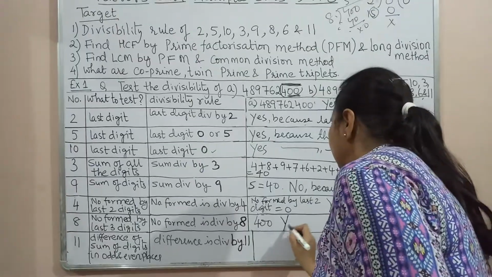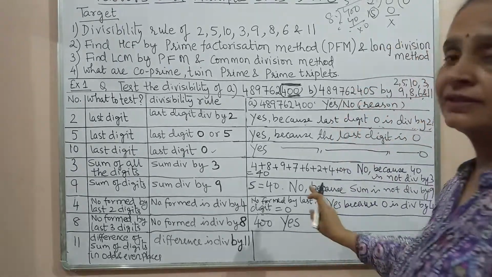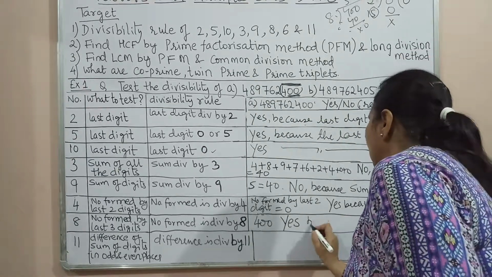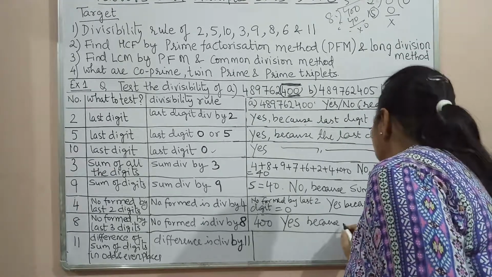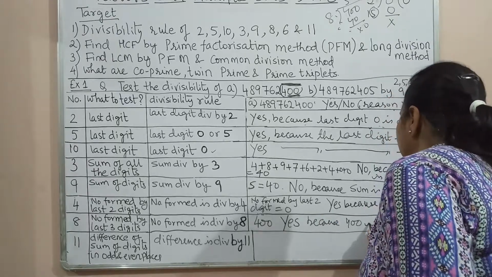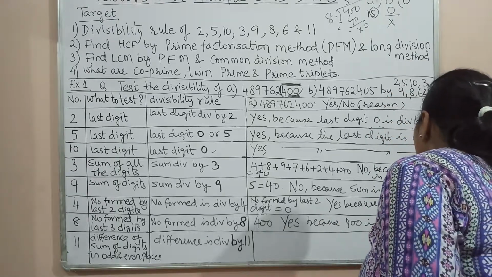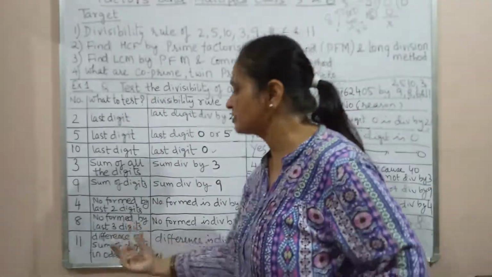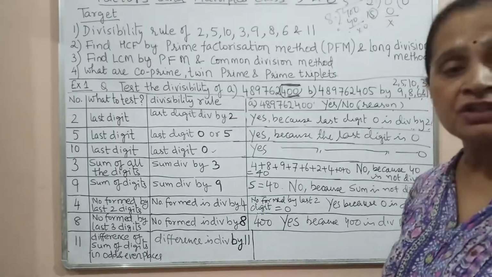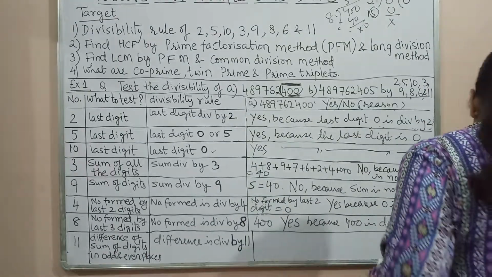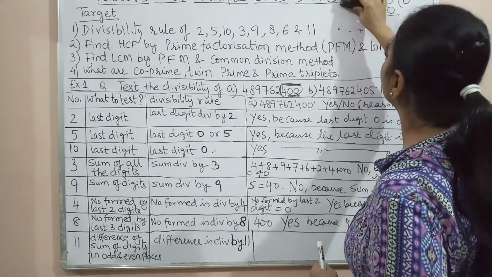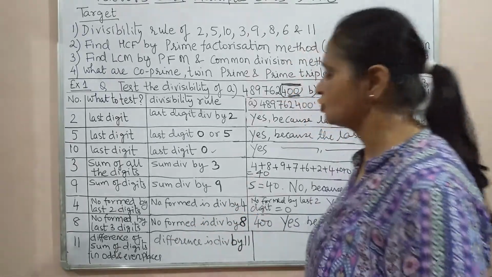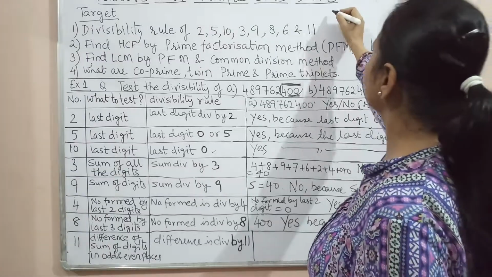So what is the result? The result is yes, this whole number is divisible by 8 because 400 is divisible by 8. Now come to the last one. In the last one, what do we have to do? What is to test? Difference of the sum of the digits in the odd and even place. Now this is a little difficult to understand directly. So just understand what exactly it is.